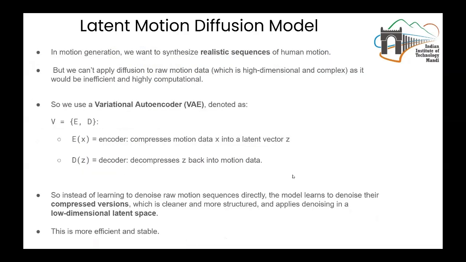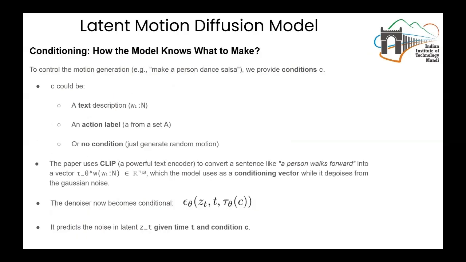So in motion generation, we want to synthesize a realistic motion sequence, but we cannot directly apply it on the raw data which we get as input, as it is very complex and it would be highly computational for the model to learn. So instead, we use a VAE which compresses the input data into a small latent vector, and then we apply the diffusion model to generate this low dimensional latent space vector instead of applying it on the input data.